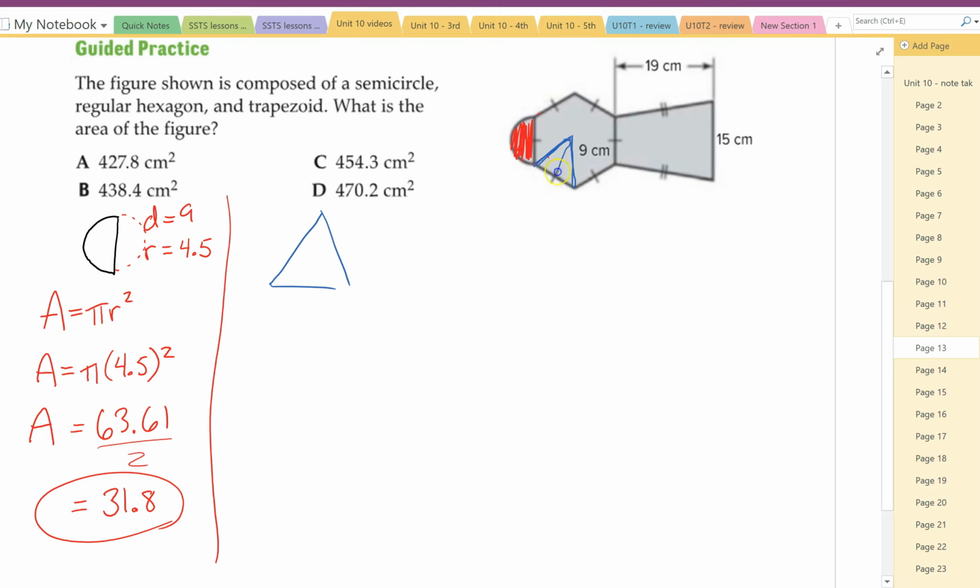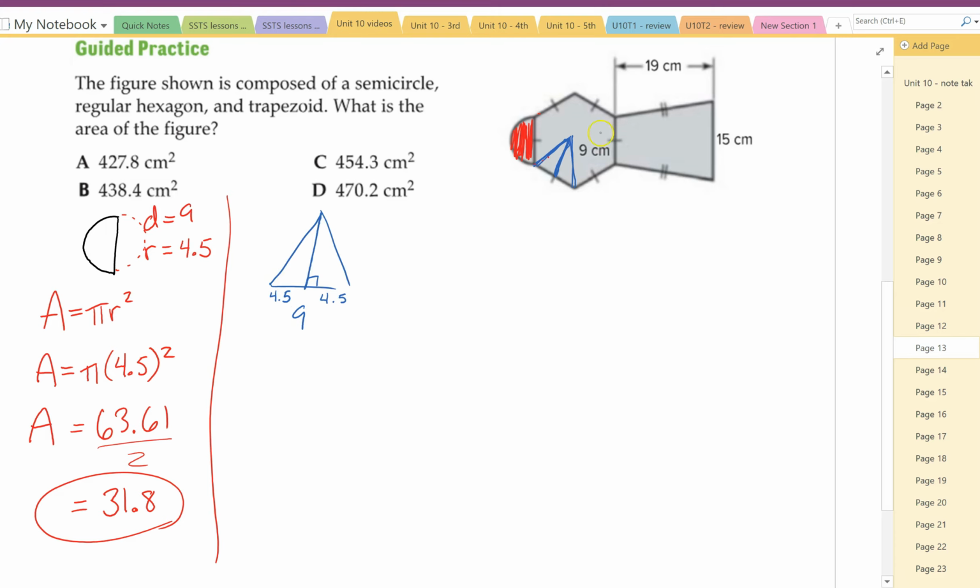And what I really want is this line, which is called the apothem. I know that this side down here is 9. By drawing in the apothem, I split that triangle into 2 equal parts. What that also tells me is that this would be 4.5 and this would be 4.5. The apothem basically bisects this base of the triangle.